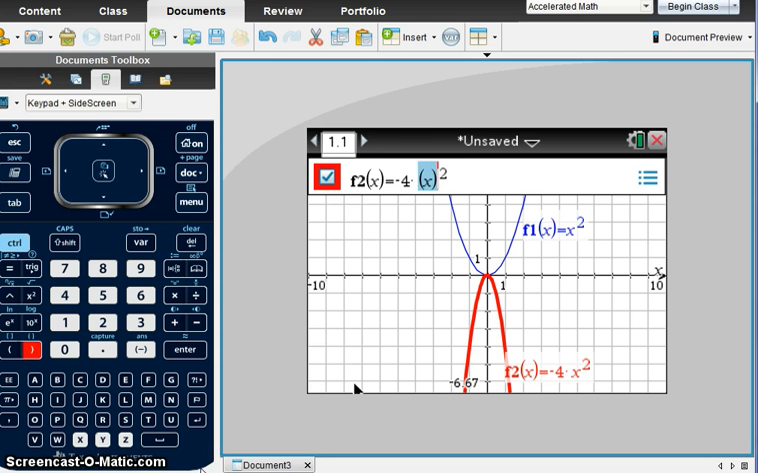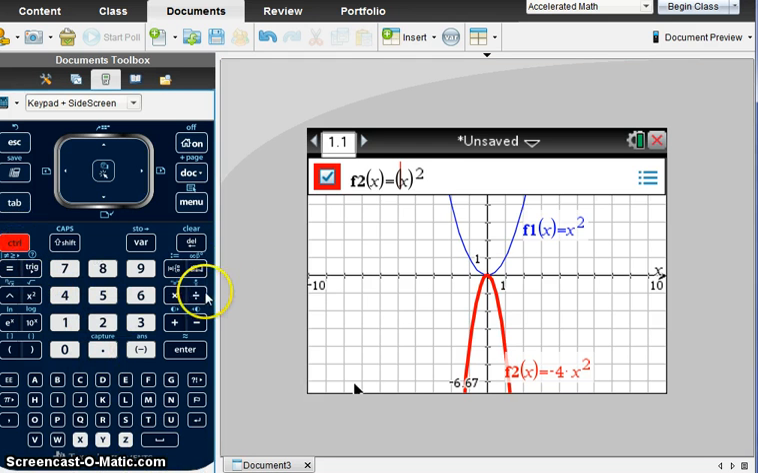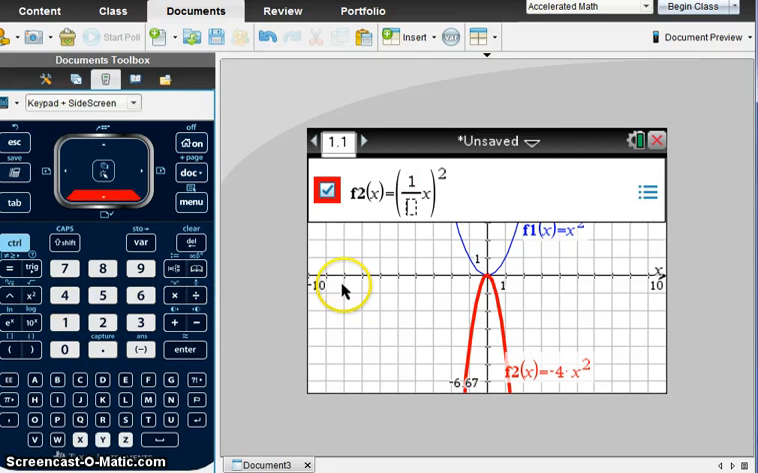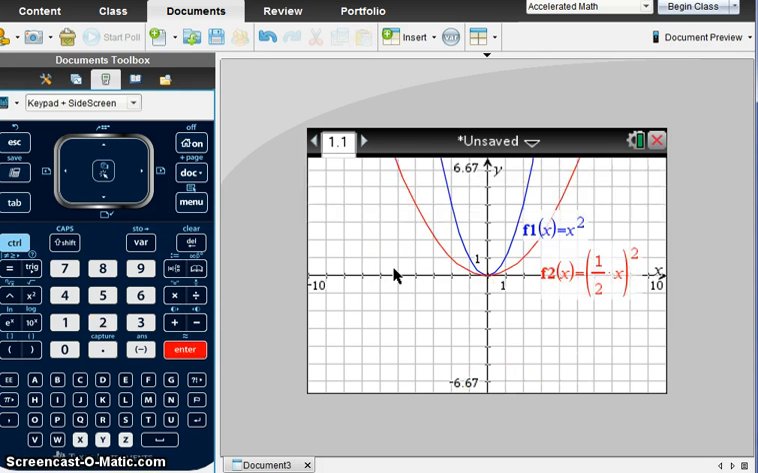Alright, this time we're going to put the parentheses around the x. Just the x this time, that's important. And we're going to multiply it by 1/2. Now, before I hit enter here, I want you to think, what is that going to do? Okay. Remember, here is our parent function, the blue one. The red one is the one we just did, 1/2 x, all of that squared.